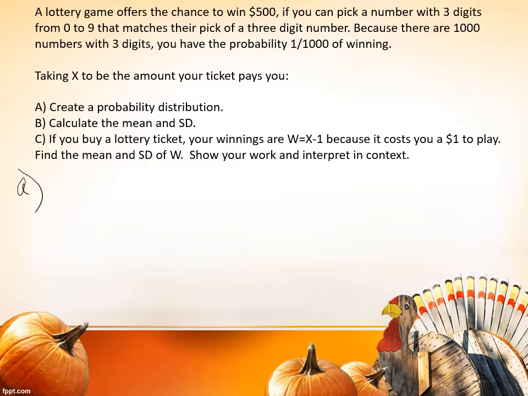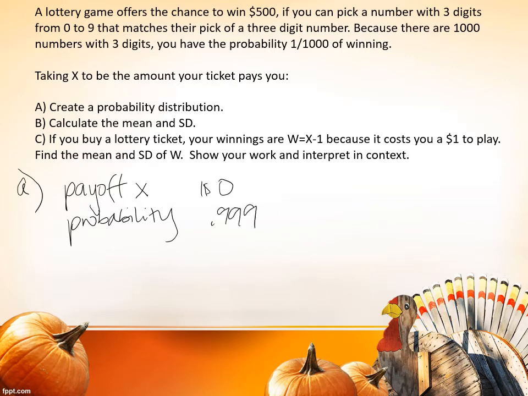So I'm going to say that the payoff of X, and I have a probability. The payoff is either I win nothing, and there's a 0.999 chance that I could do that, or I could win $500, and there's a 0.001 chance of doing that. Okay, so calculating the mean is the next step. And again, this is old stuff we've done before.